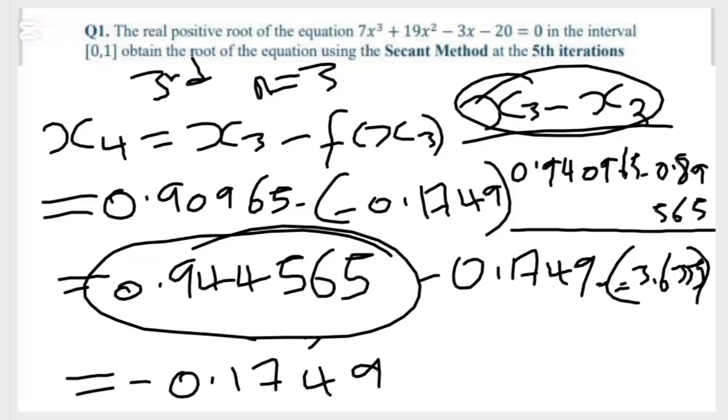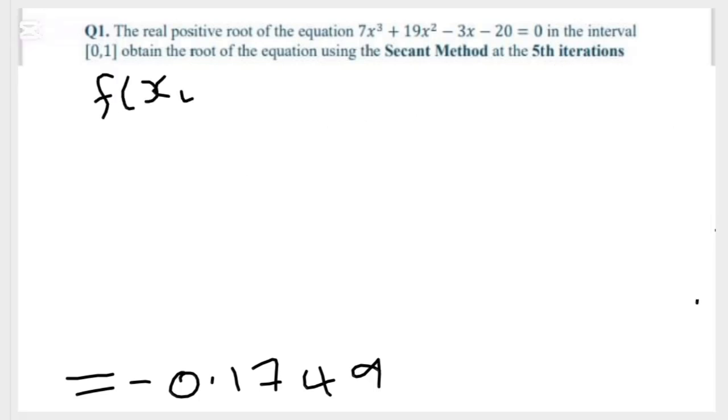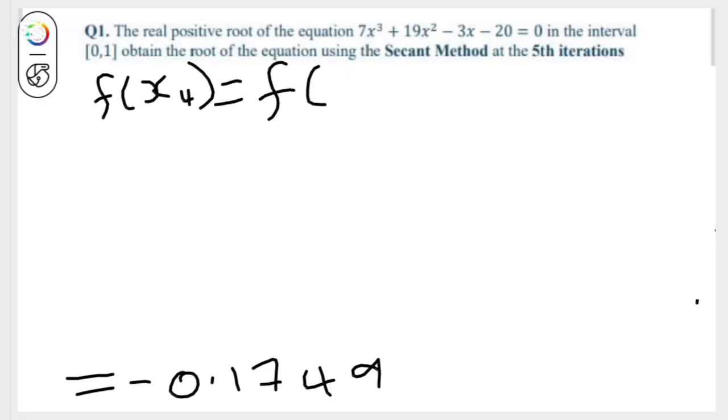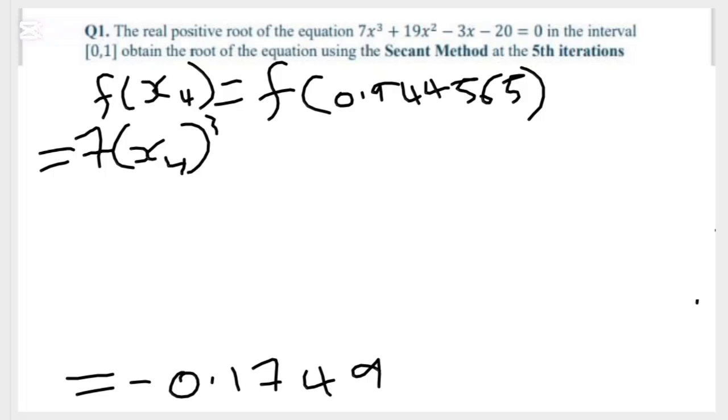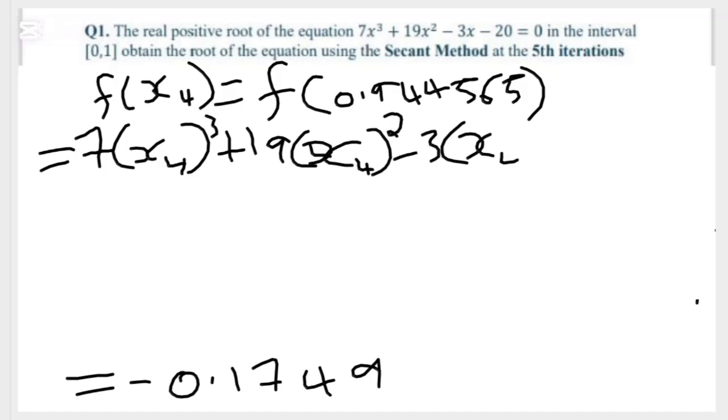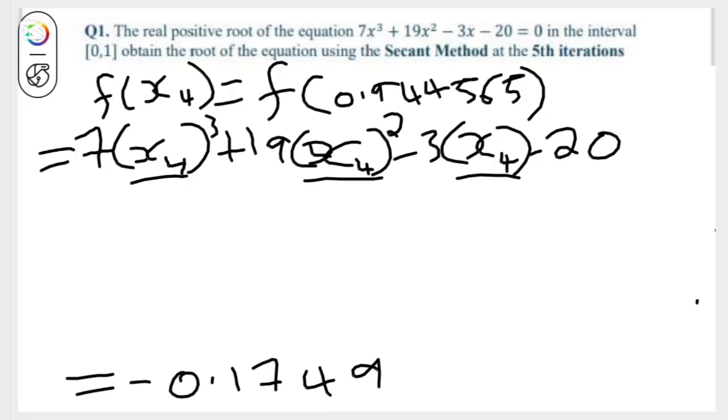So the next thing that I'm going to do is find again the function of x4. The function of this x4 is the same thing as 0.94456, whereby I will say this is the same thing as x of 4 raised to the power of 3, plus 19 x of 4 squared, minus 3 x of 4, minus 20. So the next thing that I'm going to do is substitute this x4 as this value.